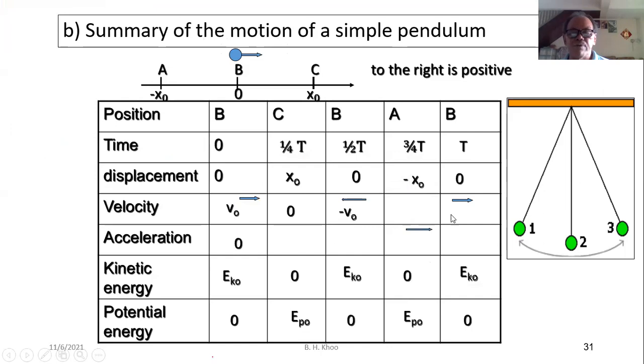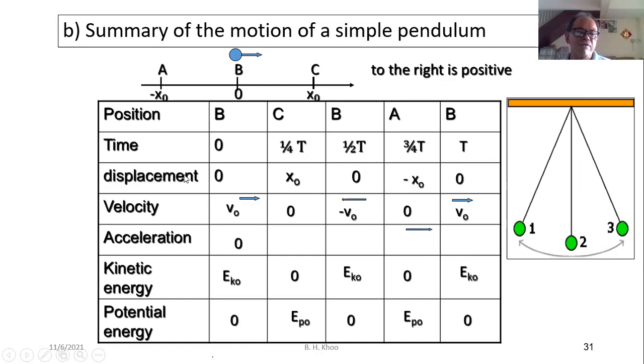And this part, maximum velocity goes to 0 velocity, comes down, it's going to the left. That's why I put a negative sign there. Maximum again, maximum kinetic energy, maximum velocity to the left. And after that, it goes to 0 again. Then after that, it goes to maximum again and comes back down here. The arrow shows the direction. To the right is positive, to the left is negative.